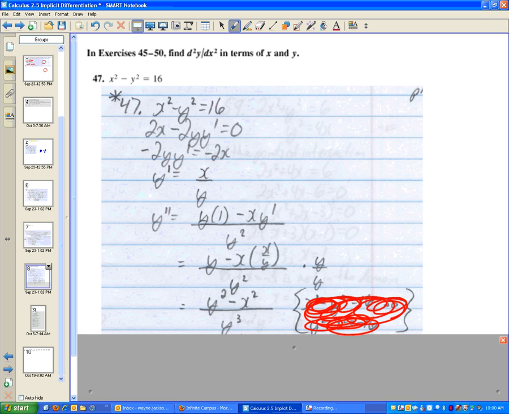I was just kidding about this being the easiest problem. No, really. This is one of the easier ones. Y times y is y squared. Y times this, the y's divide out, leaving you with negative x times x. Y times y squared is y cubed.